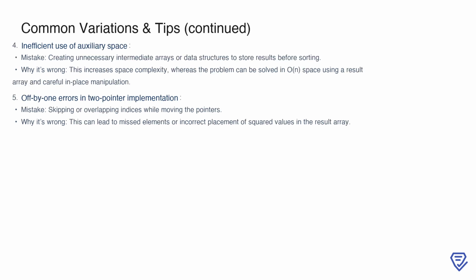scenarios. Another common mistake is the inefficient use of space. Some solutions involve creating unnecessary intermediate arrays or data structures before sorting, which increases the space complexity. This problem can be solved with just O(n) space if we use a result array intelligently and avoid redundant operations. Additionally, off-by-one errors are a frequent issue when implementing the two-pointer technique. These errors occur when the pointers skip over indices or overlap, leading to missed elements or incorrect placement of the squared values in the result array. Properly managing pointer movements and ensuring all indices are covered is key to avoiding this problem.